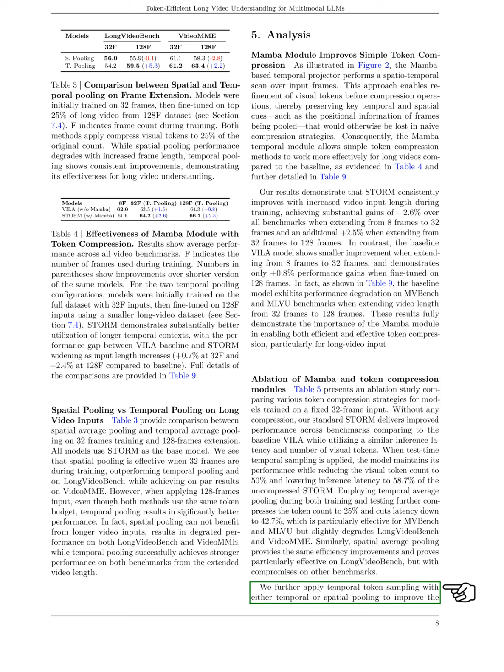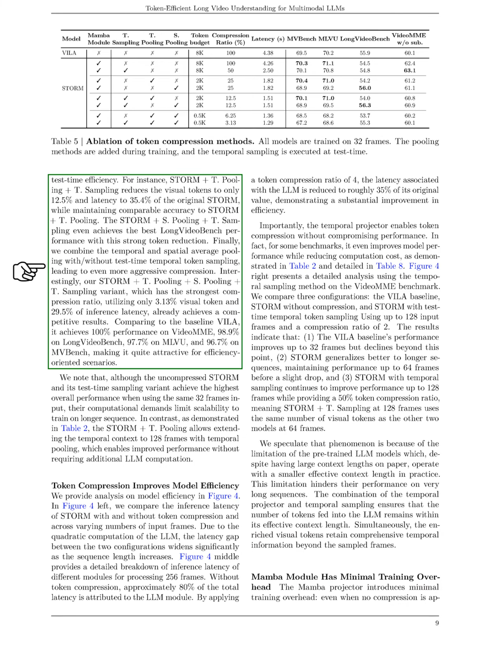We also implement temporal token sampling combined with either temporal or spatial pooling to enhance efficiency during testing. For example, the combination of STORM with temporal pooling and sampling reduces visual tokens to just 12.5% and latency to 35.4% of the original STORM, while still achieving similar accuracy to STORM with only temporal pooling. The combination of spatial pooling and temporal sampling even yields the best performance on LongVideoBench with significant token reduction.